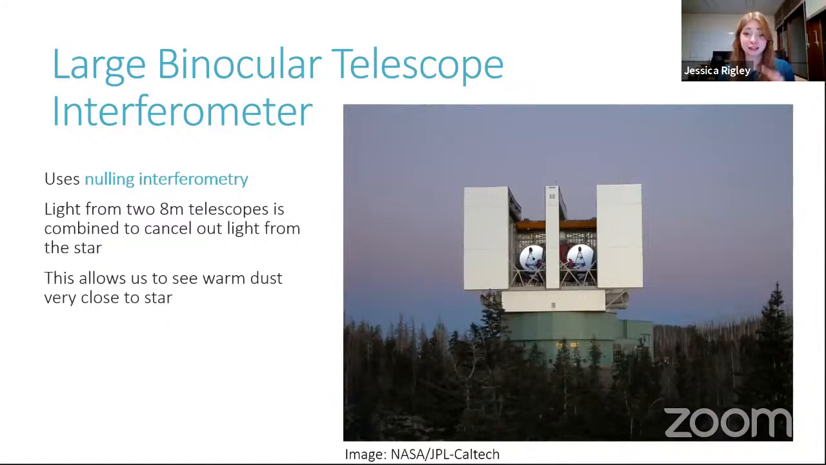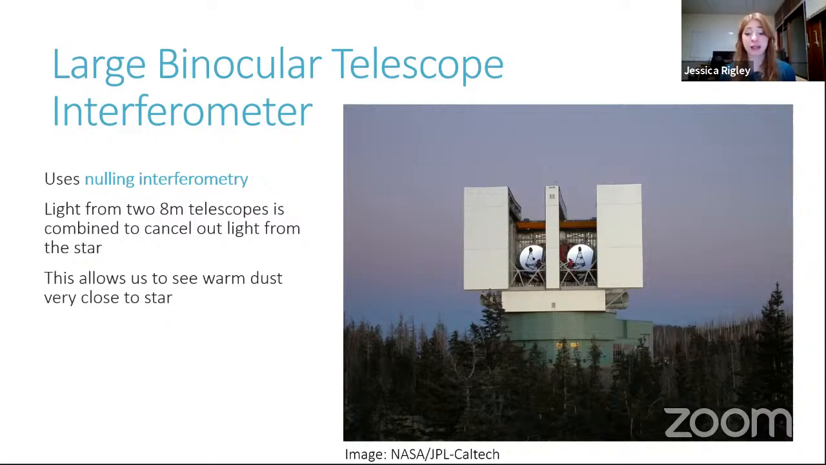So to detect this dust, again, because it's so close to the star, it's also quite hard to see this dust in the habitable zone. And so we have to use a special technique called interferometry. So this is a telescope we use to look for the dust. It's called the Large Binocular Telescope Interferometer, or LBTI.